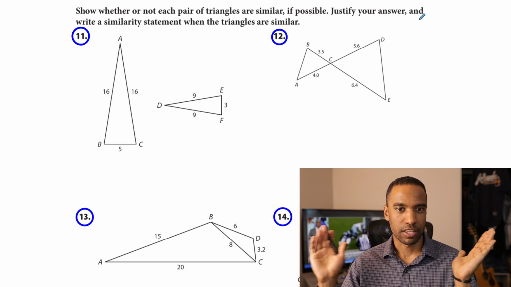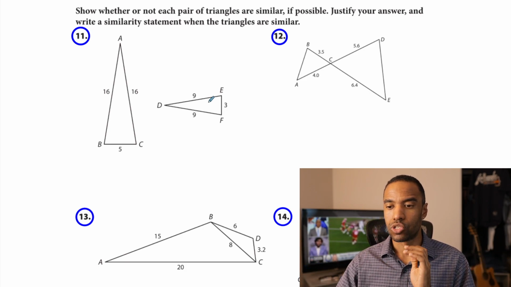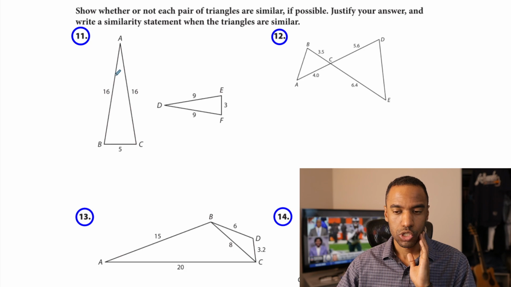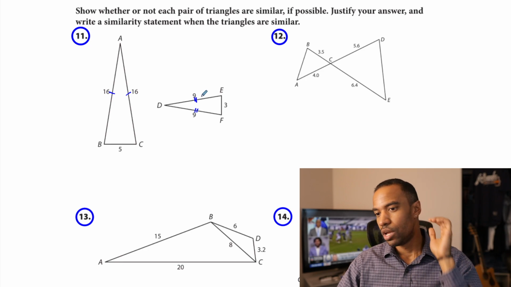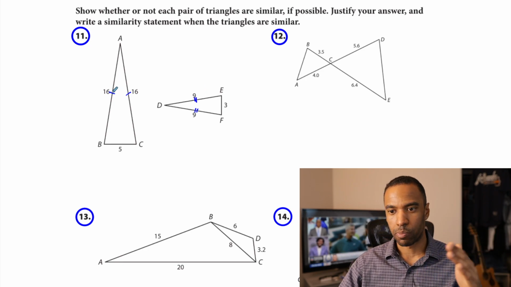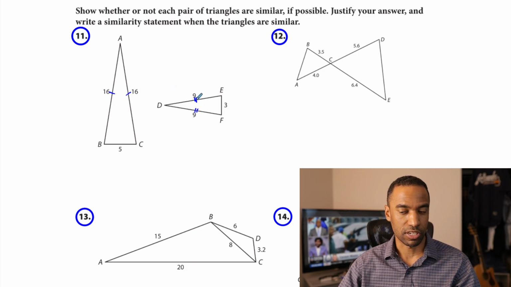If possible, justify your answer and write a similarity statement. I plan on doing all of that. I love the instruction. So I have isosceles triangles. Check that out, 16 and 16, and then 9 and 9. Now they're congruent to each other in their own way, of course, but we know which parts should correspond: legs with legs, and in fact, since they're the same numbers, we only have to test them once.